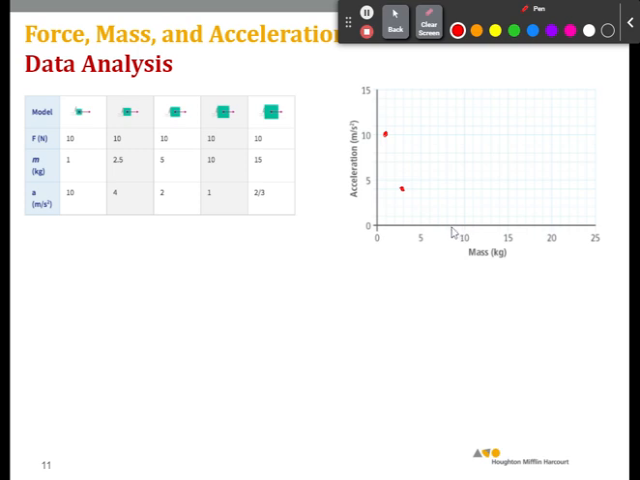When the mass of this object is 5 kilograms, its acceleration is 2 meters per second squared. When its mass is 10 kilograms, its acceleration is 1 meter per second squared. And when its mass is 15 kilograms, its acceleration is 2/3 of a meter per second squared.